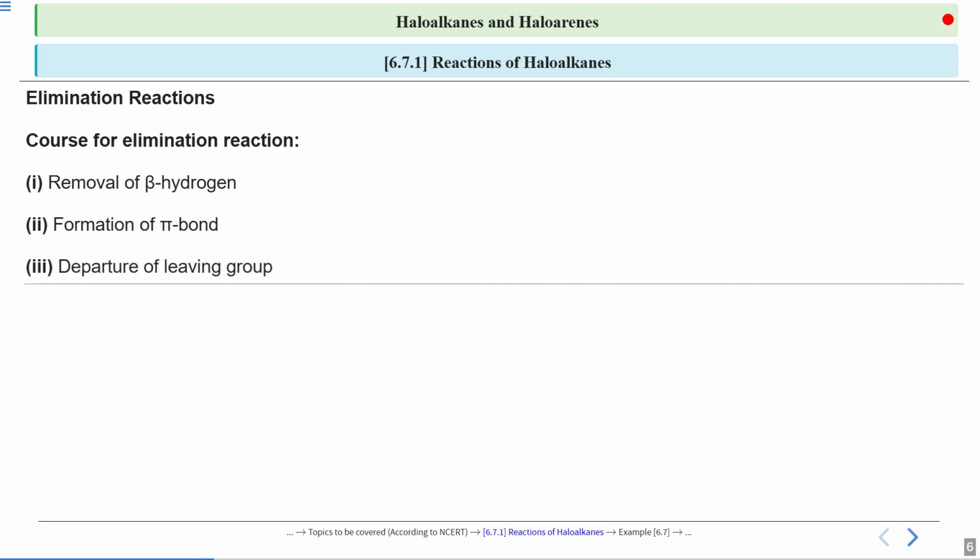And the third step for the elimination reaction is the departure of the leaving group. The leaving group, which we have studied as a condition, should be present for the elimination reaction. Why? Because after the removal of beta hydrogen and the formation of pi bond, the leaving group should leave, or you can say the leaving group should depart from our compound.